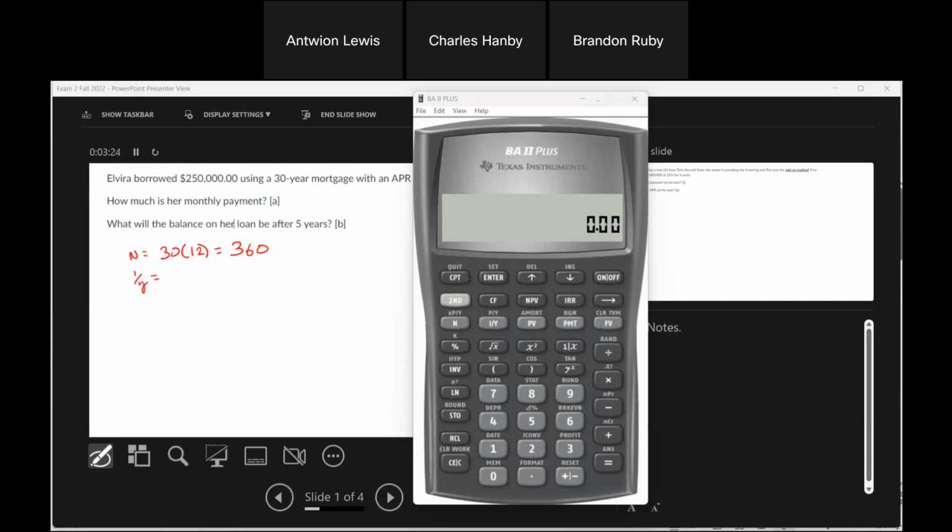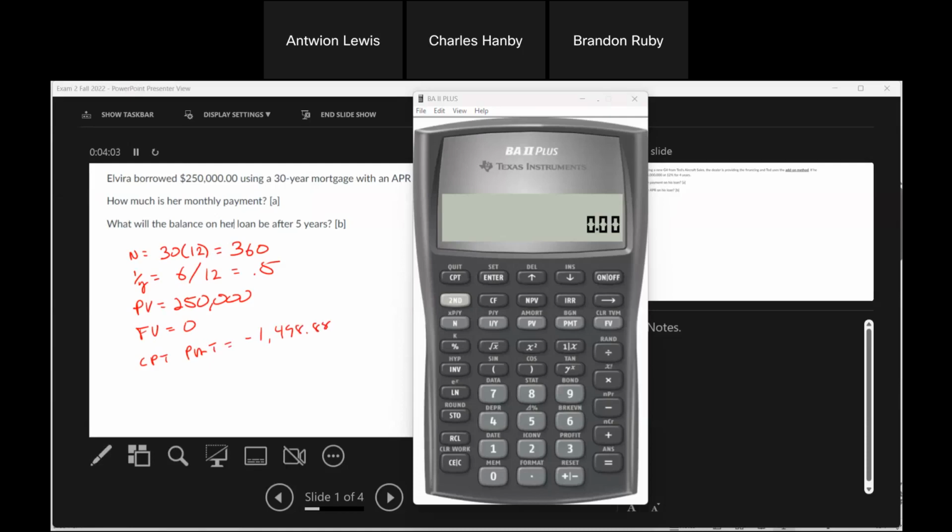I/Y is the APR divided by 12, so it's 0.5. And then PV is the loan amount, 250,000. And then future value is 0. You're just telling the calculator that you're paying that loan off at the end of its life. Then you hit compute and payment, and it'll come out as a negative: $1,498.88.